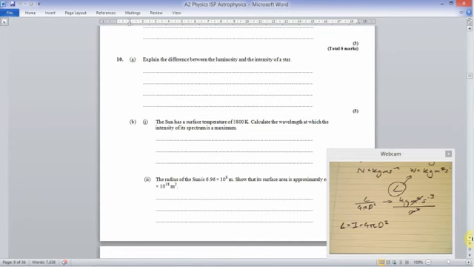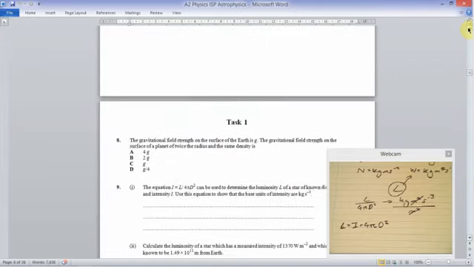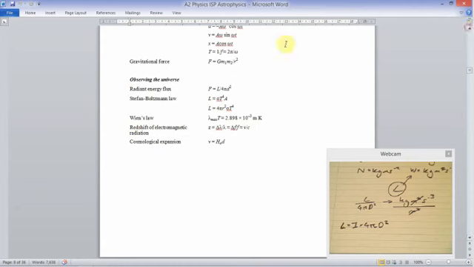10bi. The sun has a surface temperature of 5000 Kelvin. Calculate the wavelength at which the spectrum is at maximum intensity. So essentially we're using Wien's law, and just stepping straight into it. Wien's law is a standard equation. It's very straightforward. It is given to you. So I'll show you which one that is. It's just this one here. It's just subbing straight into that.